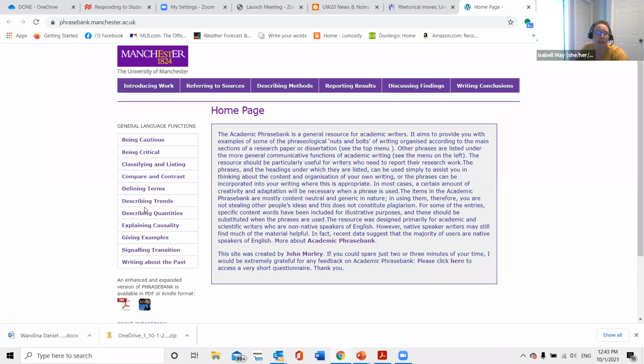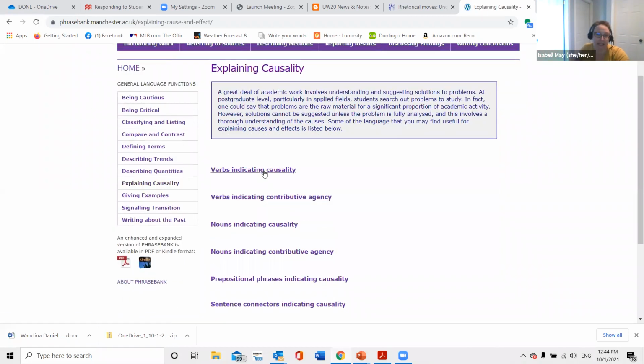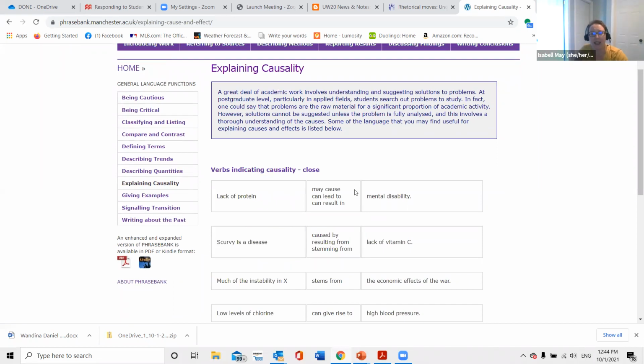It has all these different language functions, they call it, describing quantities, explaining causality. So I want to click on one, verbs indicating causality, and it explains it. It's such a rich resource. You can get lost in it for hours. So know that it's there. It's from the University of Manchester, and it's a wonderful way, if you want to use some of it to construct an assignment or give as a resource to students.